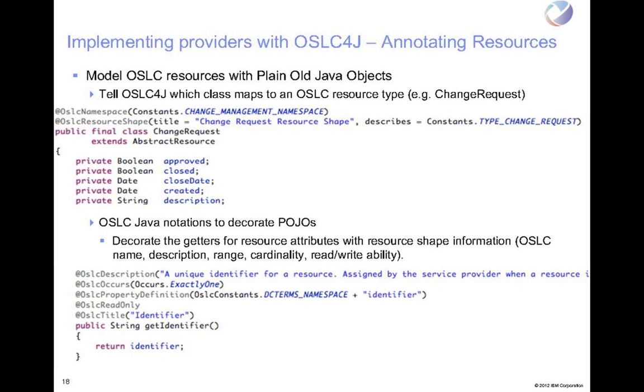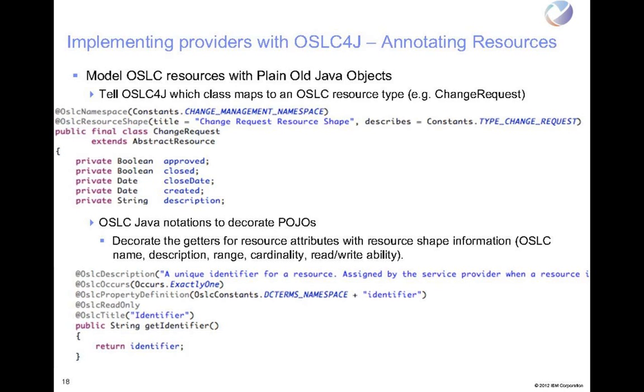After that, you basically just define the fields that are in your resource. I didn't list all of the ones for a change request, just the first few here, but just setting those up as Java variables, and then in the getters. So this is basically a bean class. And then in the getters for those variables, you're going to want to decorate the getters with annotations for the resource attributes that has our resource shape information.